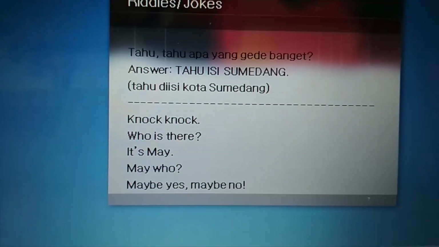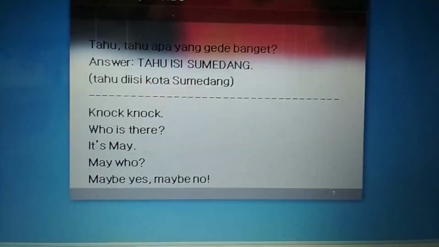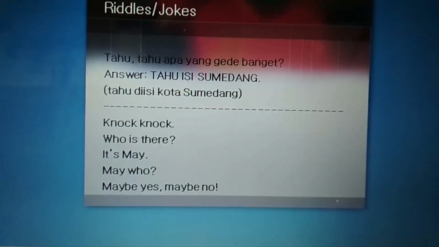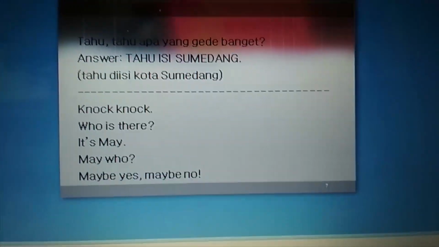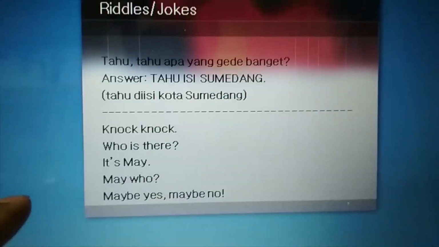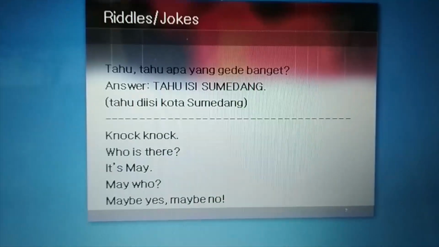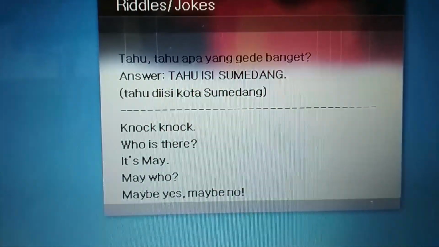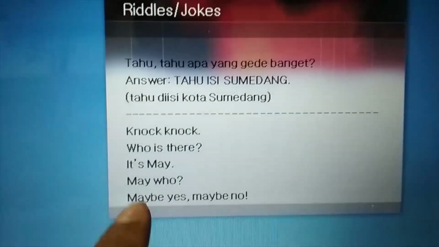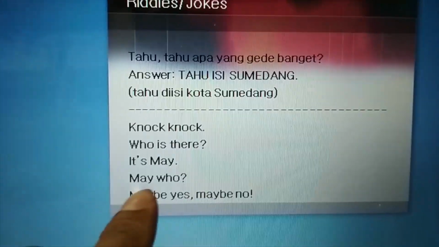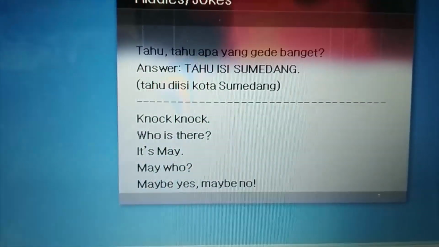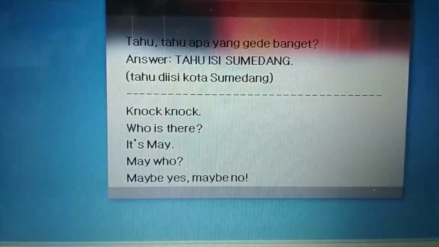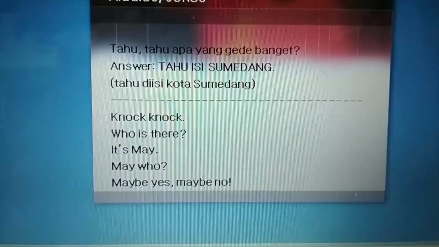And the second example is a joke, yeah. Knock knock, who is there? It is May who? Maybe yes, maybe no. In this kind of joke, "May" can be the name of a person, but after someone asks the question, "May who?" the answer can be changed to "maybe yes, maybe no." So the understanding of this kind of joke we can call metalinguistic awareness.